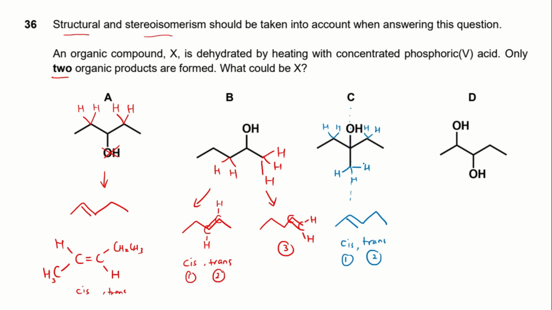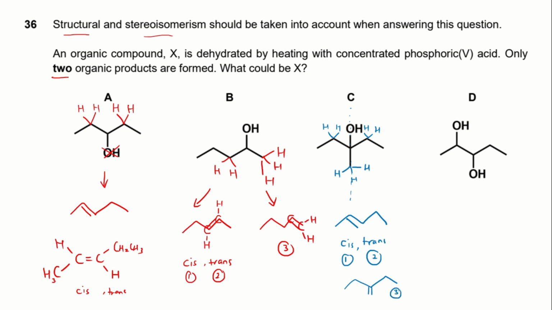Now let's look at what will be produced if the hydrogen atom is removed from the carbon below the functional group. Another alkene is produced. This carbon here is bonded to two hydrogens, so it doesn't show any stereoisomerism. This is the third product.